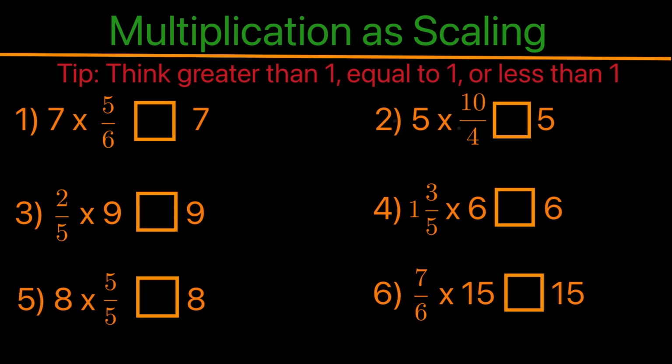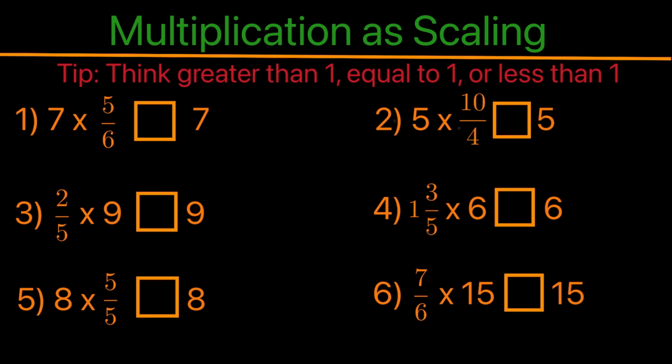When we are multiplying by a fraction, we need to watch out and make sure whether the number is greater than 1, equal to 1, or less than 1, because the value of the fraction we are multiplying by will affect the outcome. Below are 6 examples, and we'll be going over each one.